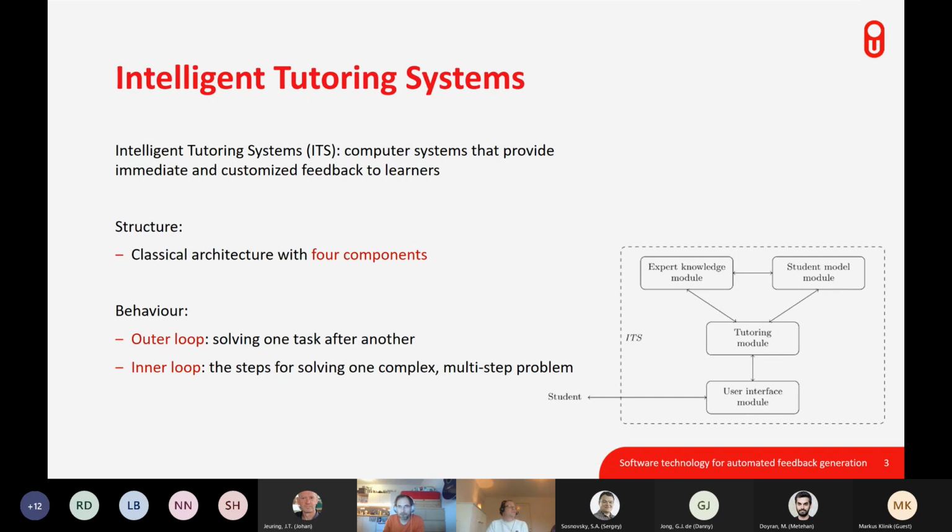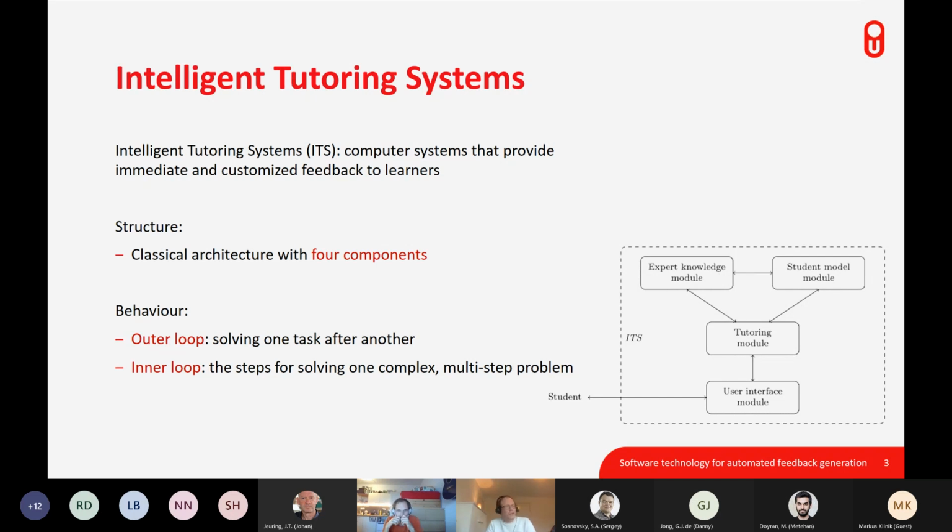So one way to look at these systems is to study their structure, how they are built. In the literature, we typically see a classical architecture which has 4 components that together form an intelligent tutoring system. On the one hand, we have an expert knowledge module. This is the part where you code all the expert knowledge about a particular problem domain. So this is all the expertise, if you, for instance, have a tutor in mathematics, where all the mathematical knowledge ends up.